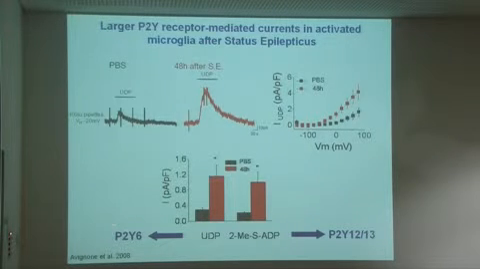So P2Y6 is upregulated in the epileptic animal, and we did similar experiments with this compound, which is selective for P2Y12 and P2Y13 receptors in microglial cells, and you see that we also have an upregulation of the P2Y12 or 13 receptor-mediated responses in this cell. So we were, in fact, a little bit embarrassed because, as I told you in the beginning, this receptor, P2Y12, was supposed to be downregulated in models of microglia activation.